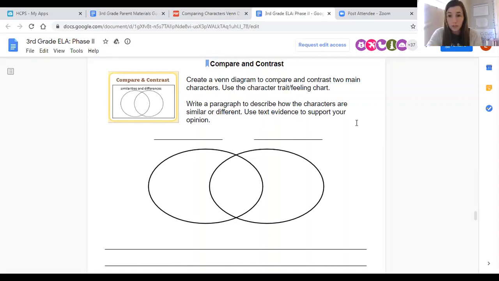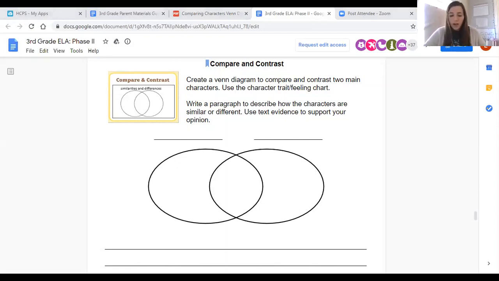All right, so after I create my Venn diagram and our characters from Verdi, I am going to show you what it looks like to use that Venn diagram to guide a paragraph. You can pick one or the other, similarities or differences. Today we're going to write a paragraph on the differences. I'm going to focus on the differences. Okay, so let's get back to work here.